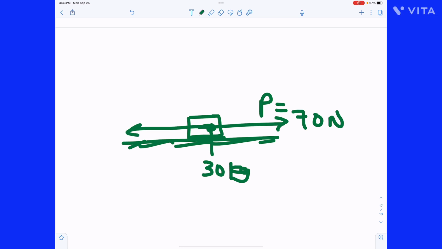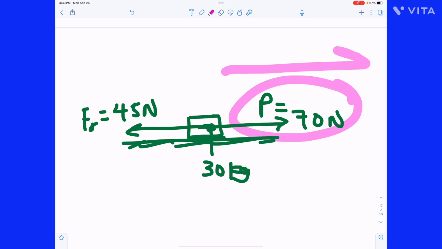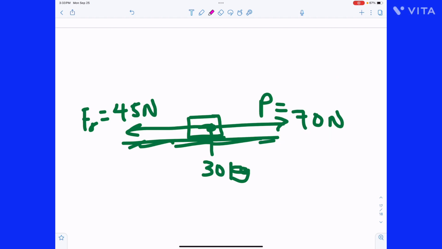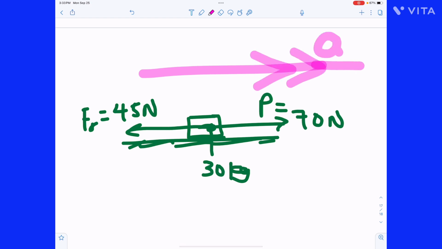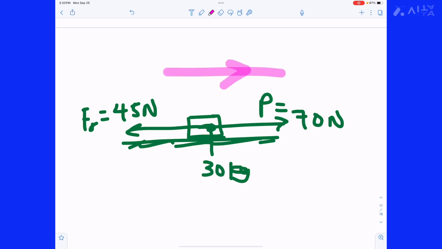Let's say the frictional force, FR, is what? 45 Newton. What this tells you is that definitely 70 Newton is pushing it to the right. Frictional force is dragging it backwards to the left. It means 70 Newton will overcome frictional force. So it will end up moving in this direction with an acceleration A. Now, for you to know that acceleration, you need to know the net force acting on it when it starts moving.